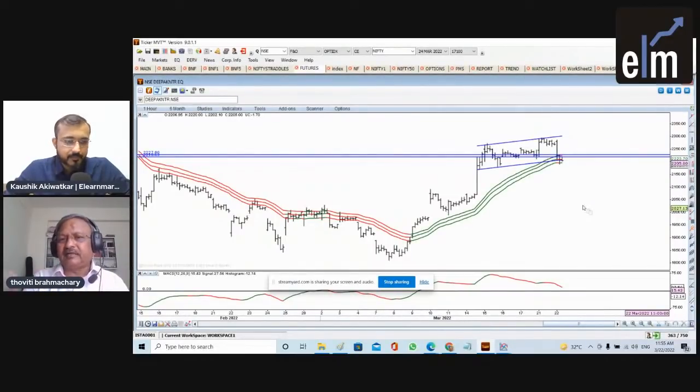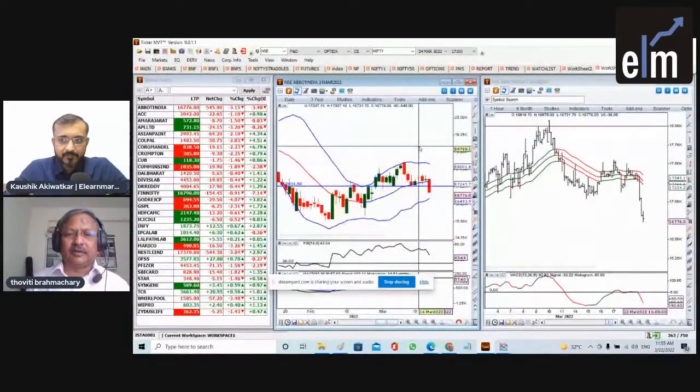Very rarely we get 1 is to 5, 1 is to 10 kind of risk reward ratios. So don't miss them. Trade accordingly. Go ahead with that trade. That's all. Suppose you look at this one.